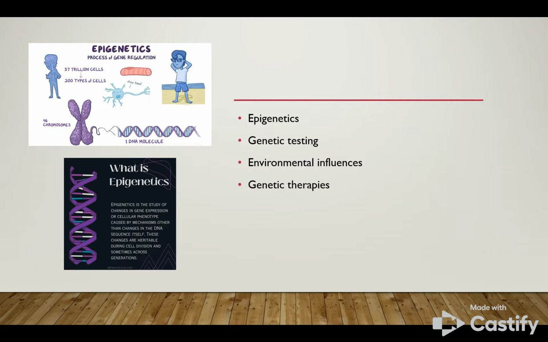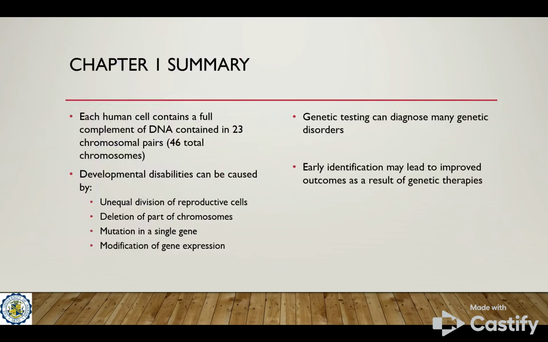Talks about genetic testing, different types of environmental influences, and some types of therapies. So if a genetic abnormality is detected, there are possible therapies that can be used to help increase the quality of life of an individual with a chromosomal abnormality. But we'll talk a lot more about this as the chapters go on.